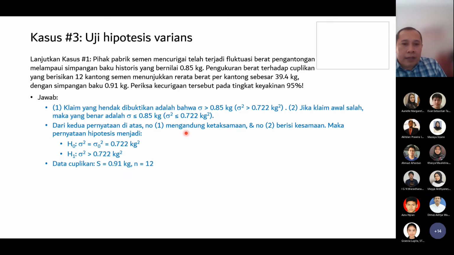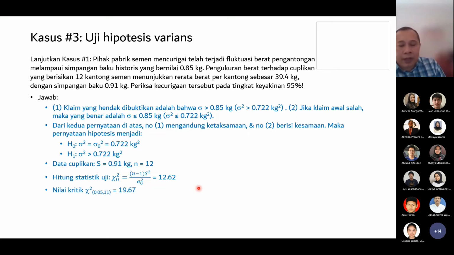And the sample data is like this. So the standard deviation is 0.91 and n, or sample size, is 12. And that's your test statistic. So this is a problem when we compare a variance with a reference value. So there's only one data set. So this translates into chi-square test. Okay, so that's the value of your chi-square.